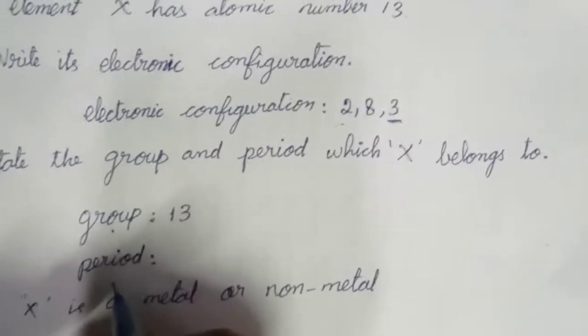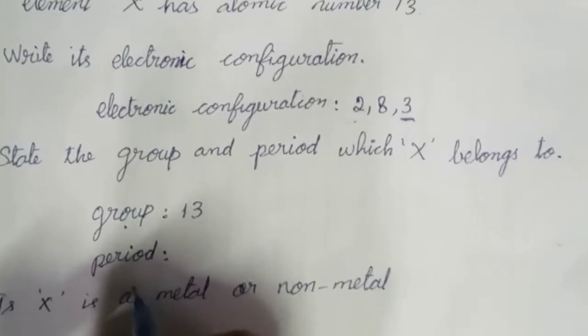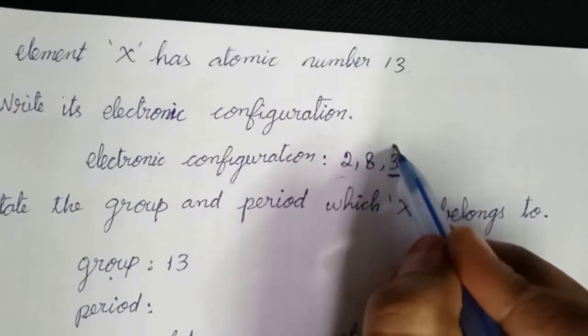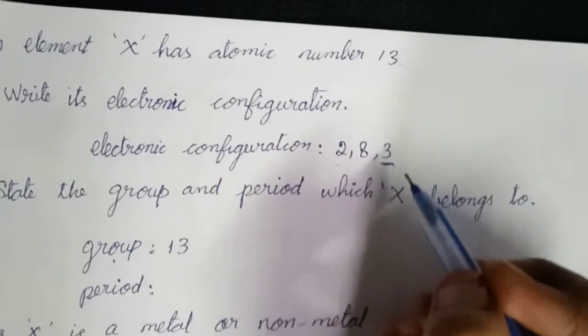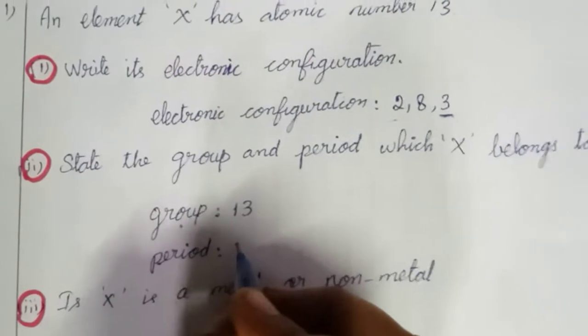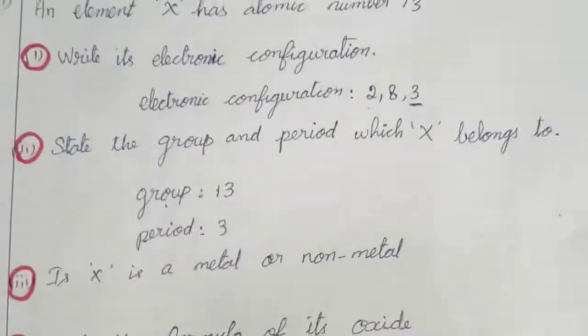Period: it represents the number of shells. How many shells are there? 1, 2, 3. So totally 3 shells. So which period does it belong to? Third period. Okay.